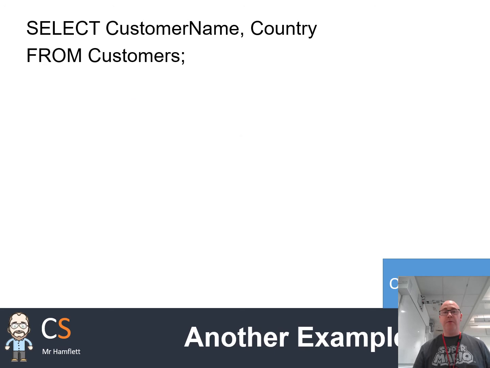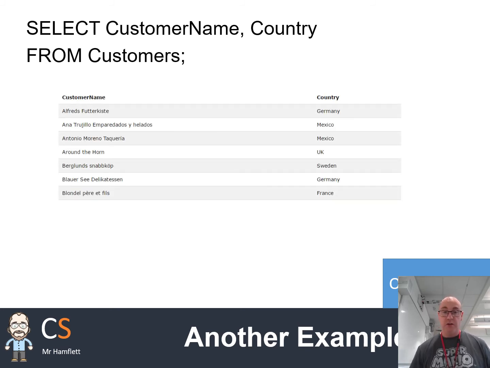So here's another example. Let's say I'm searching for customer name, country from customers. This example will find me two columns. It will find me the customer name and the country, and it will return the information from a table called customers. And that would be the result.